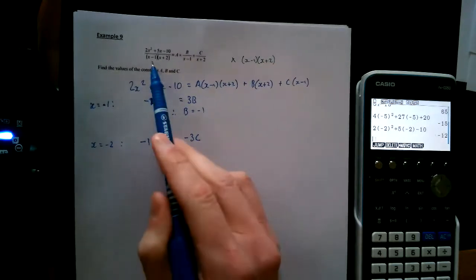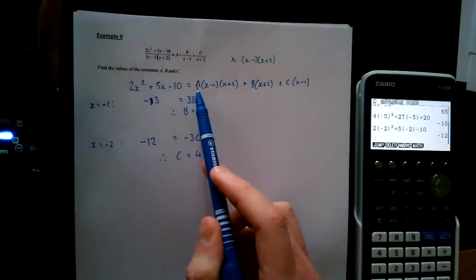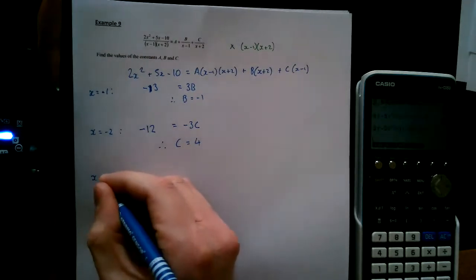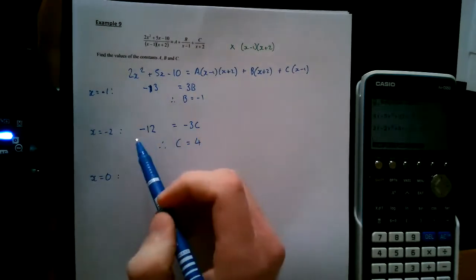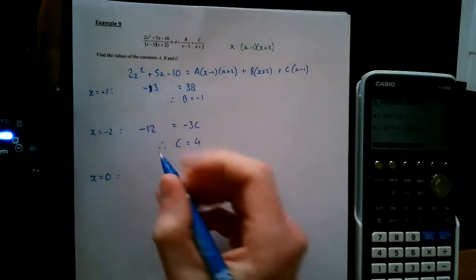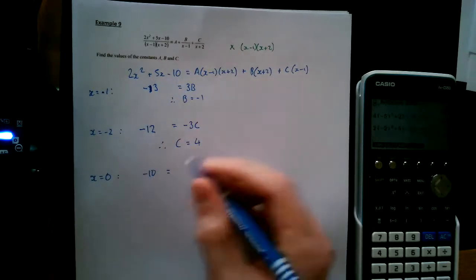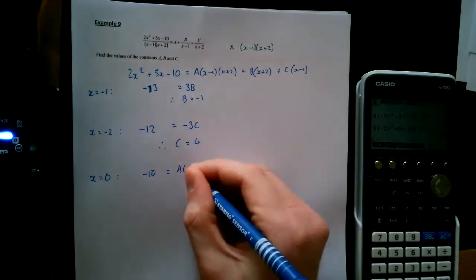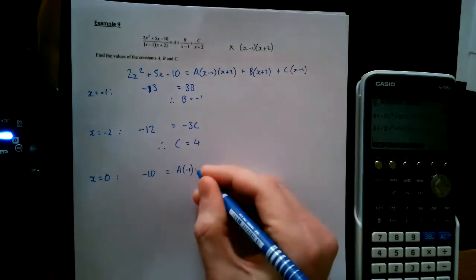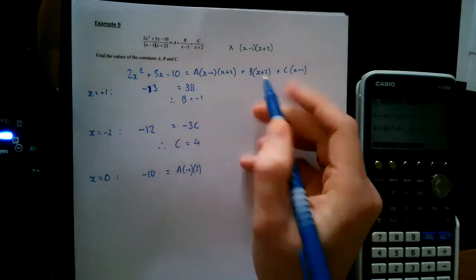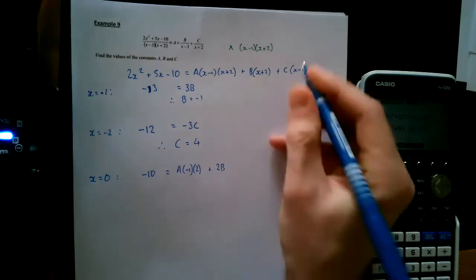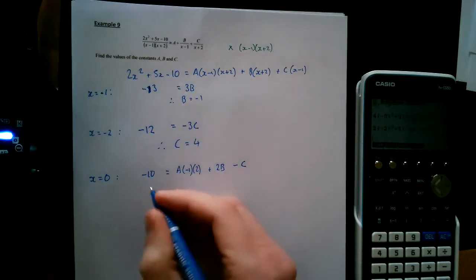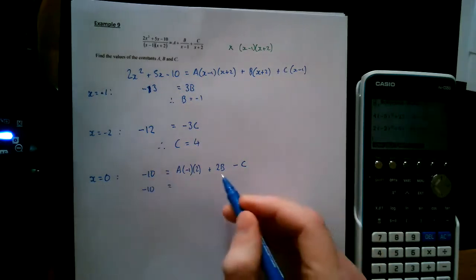Okay, now you can see I've used all these up now. So in order to get a, I can just pick any number for x now. So I'm going to choose x is 0, because that's the easiest number I can think of. So the left-hand side becomes minus 10. And this side becomes, well, it's a times minus 1, and that's going to give me 2. If I sub 0 into there, I'm just going to get 2b. If I sub 0 into there, I'm going to get minus 1c. Now the good thing is now though, I know what b and c are.